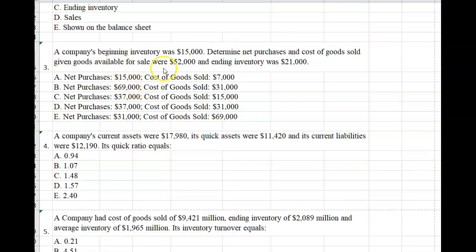Now number 3 will take a little time. The company's beginning inventory was $15,000. Determine net purchases and cost of goods sold, given that goods available for sale were $52,000 and ending inventory was $21,000.